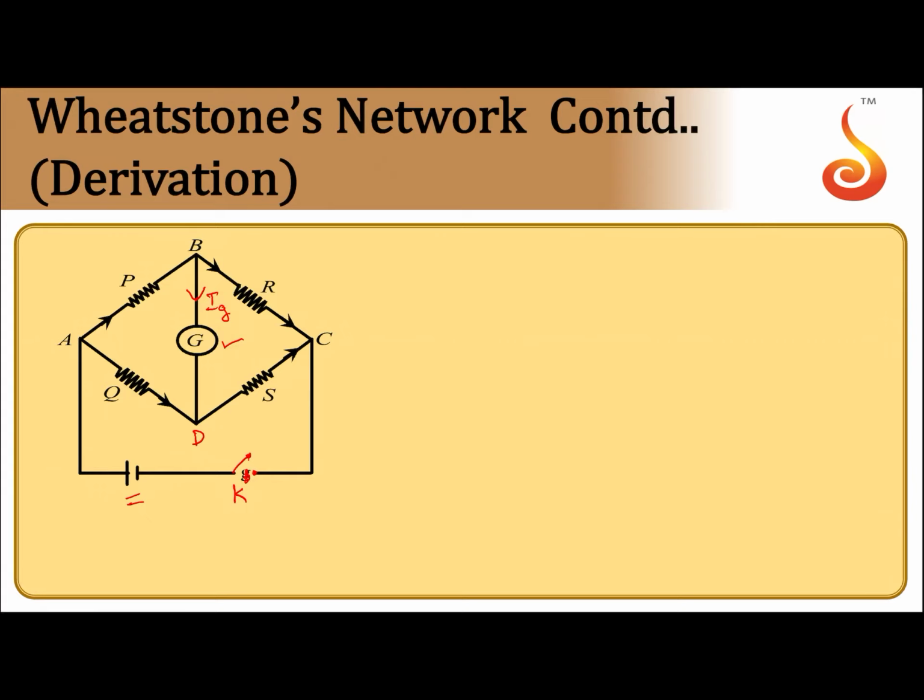For that purpose, let us consider the current in branch AB to be I1, the current in branch AD to be I2, the current in BC is I3, and the current along DC is I4. Now, in order to arrive at the balance condition, let us apply KVL.